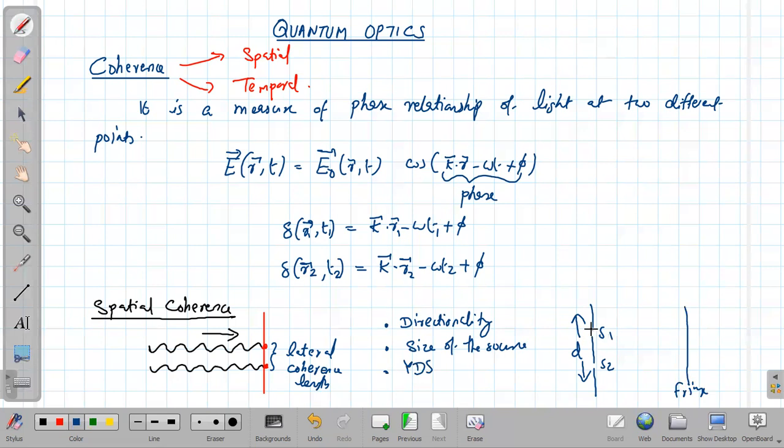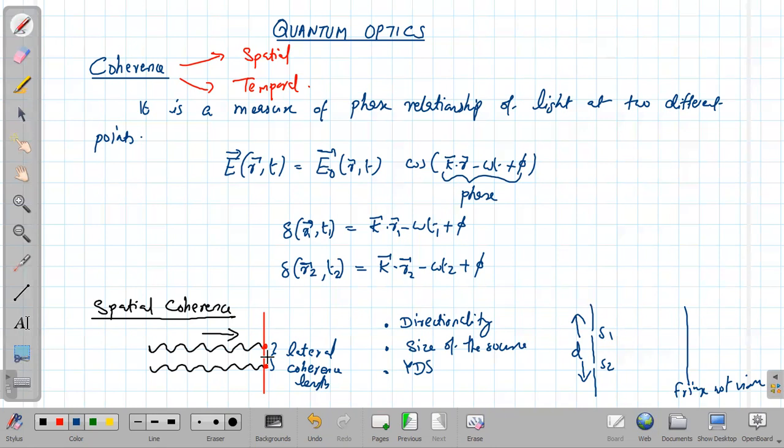So if you increase the separation between S1 and S2, then after a certain distance the points need not be spatially coherent, and the fringes would be invisible, or not visible here, after a certain distance. Okay, so the distance over which the fringe is visible, we can say that is the lateral coherence length.